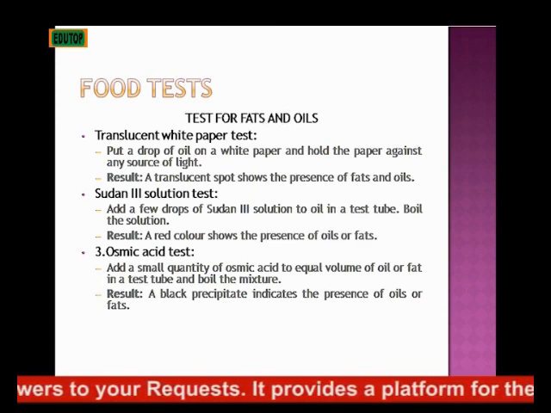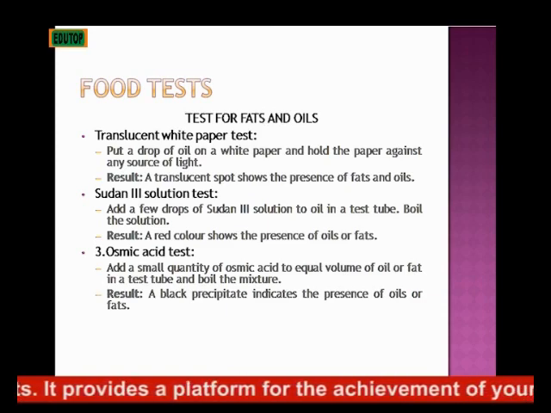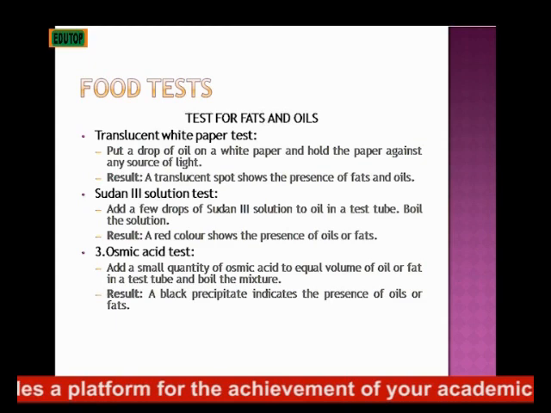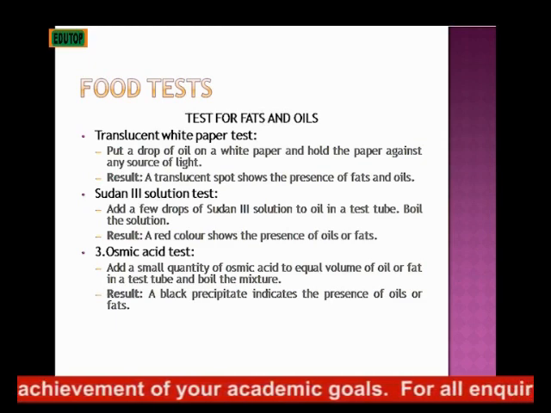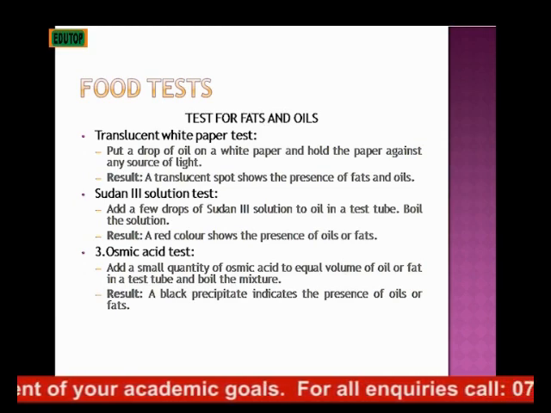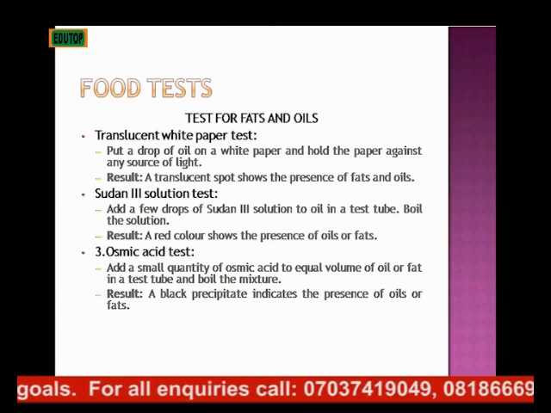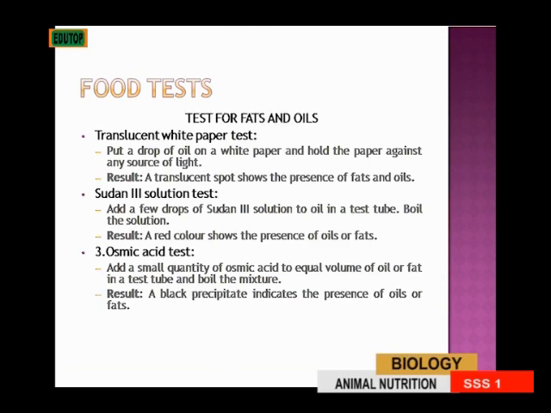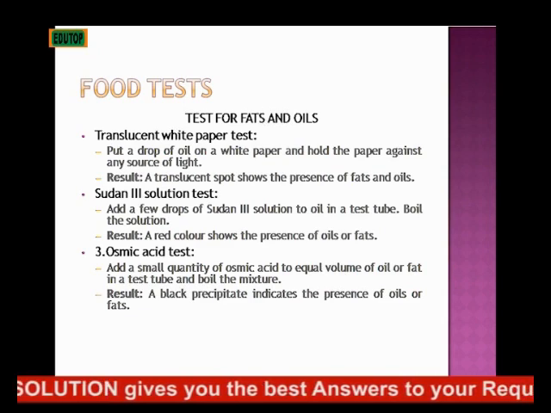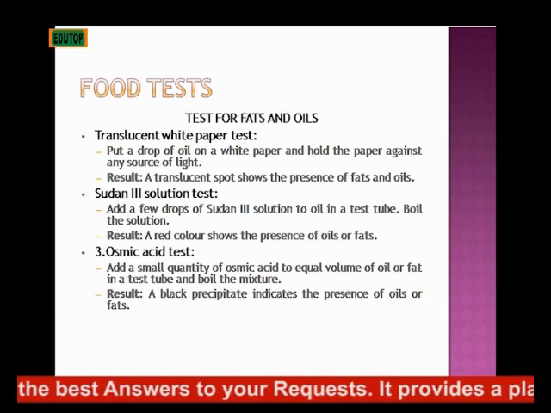This one you can do just immediately after this class. Put a drop of, let's say, your groundnut oil or palm oil on a white paper. Then you take the paper close to a source of light. Then you discover that the oily part will be translucent. That is, it will be kind of transparent. Unlike the part that you did not put oil, you can see through the oily part. So the translucent part shows the presence of fat and oil.